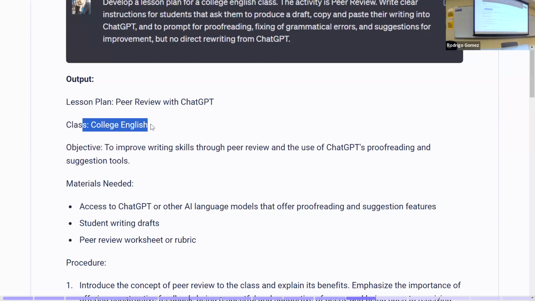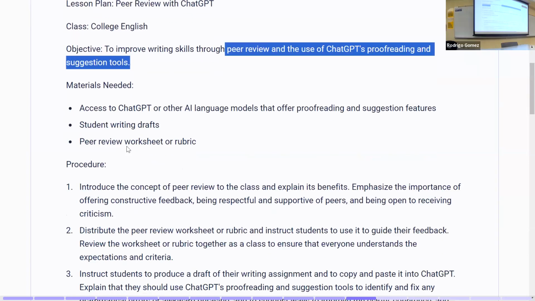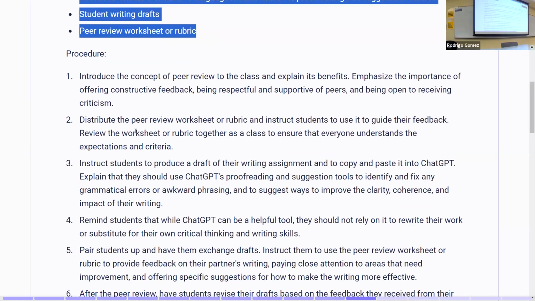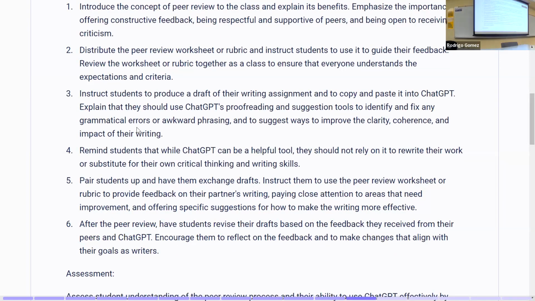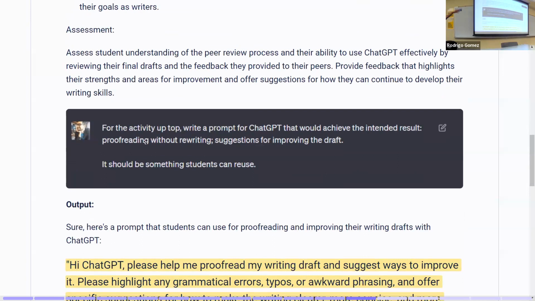Here's your college lesson plan to improve skills through peer review and the use of ChatGPT's proofreading as the objective. Materials needed are really just ChatGPT. Here's the procedure. It involves using, spoiler, it involves using it. Right? That's it. That was basically what it said. But then I said, yeah, well, that's pretty good, but I want something else now. Let's see if you can follow up from that.